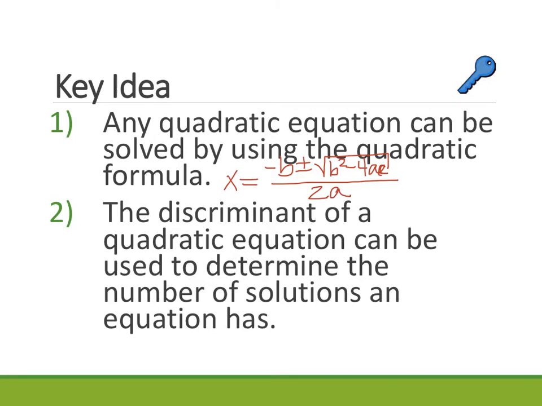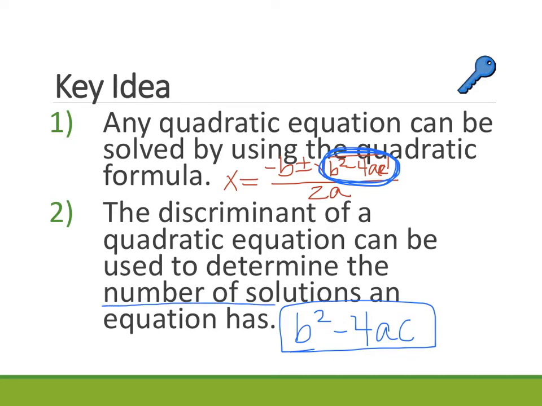The second key idea is that the discriminant of a quadratic equation can be used to determine the number of solutions an equation has. When you're looking at the formula, the discriminant is the part of the formula that's underneath the square root sign. It's this part right here, the b squared minus 4ac. It's a very special piece of the formula, and we use it to determine the number of solutions that a given quadratic equation has. Now, keep in mind that this formula is only used for quadratics. That's why we call it the quadratic formula.